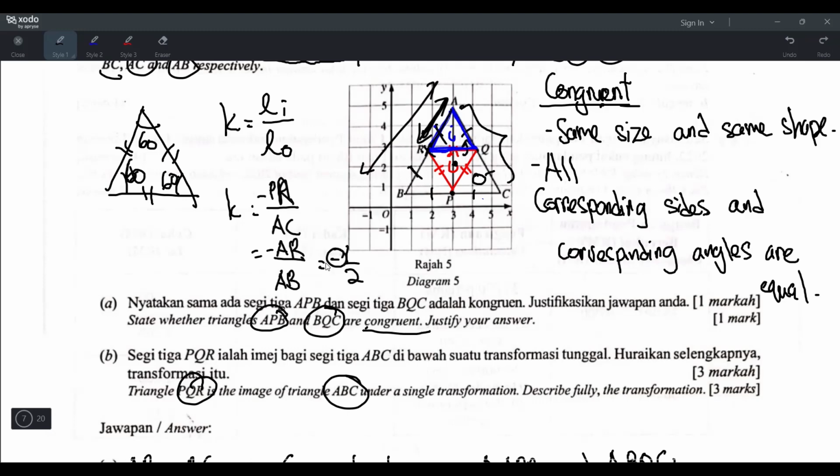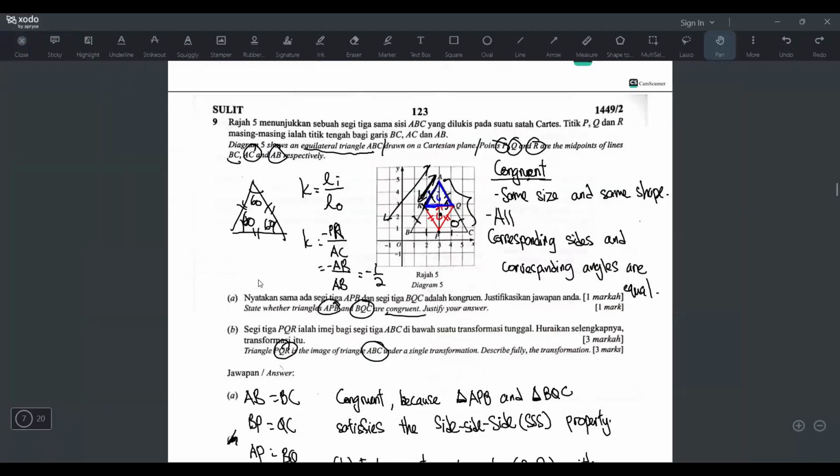And this negative indicates the object and image is terbalik. And also when the scale factor is negative, the object and image will be at the opposite side of the center. Okay, macam tu. So that is why the answer is -1/2. I hope you understand lah.